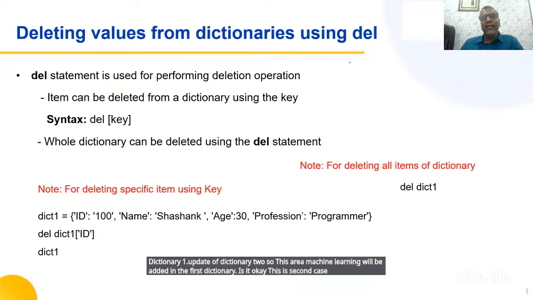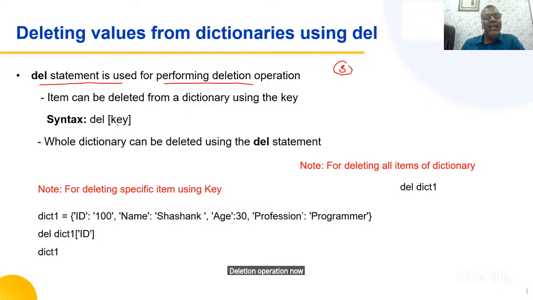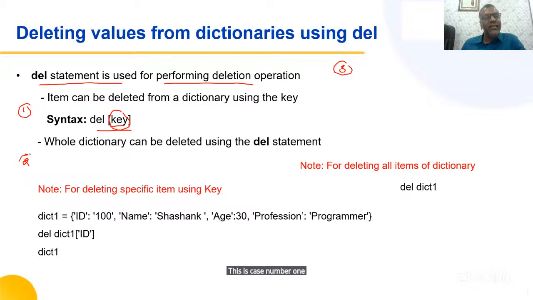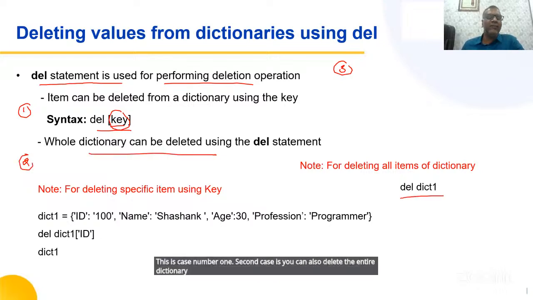The third case is, because a dictionary is mutable, we can delete the values. The del statement is used for performing deletion. Now, if I want to delete any item, what do I have to do? I need to pass the key as an argument. Okay. If you want to delete any element, you have to pass the key as an argument. This is case number one. The second case is you can also delete the entire dictionary by using this keyword. Is it okay for all of you?